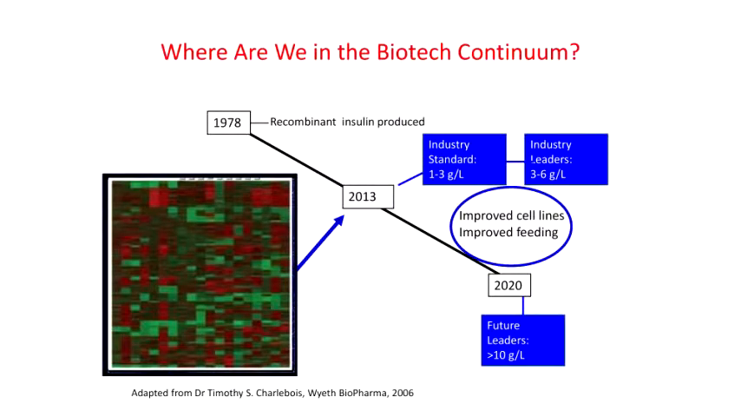Now that is also happening with animal cell culture. In a very short period of time, within 35 years since 1978, with the discovery of recombinant insulin, until 2013, the industry standard is now 1 to 3 grams per liter. Exceeding that, we're reaching 5 grams per liter, and some of the leaders like Lonza find 5 grams per liter so easy to produce, developing a cell line that's highly productive, highly stable.